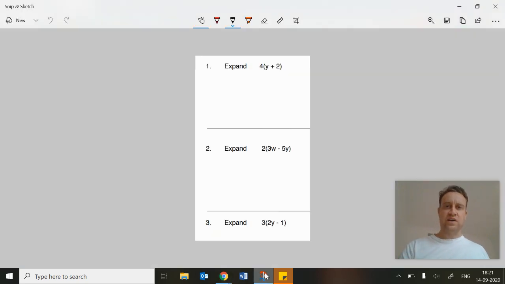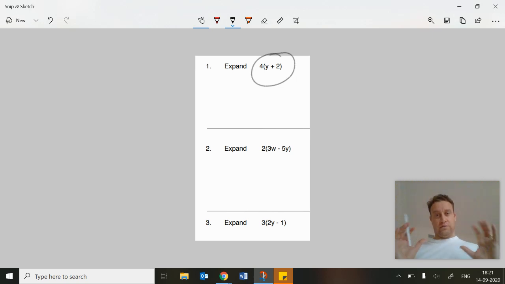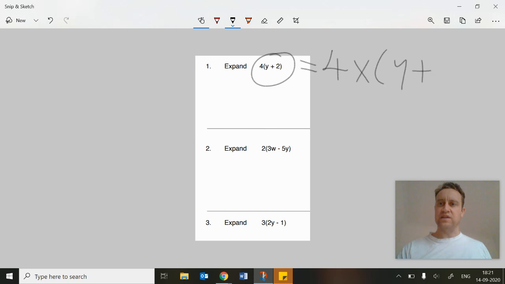So to start off with, we've got 4 in brackets y plus 2. So the variable, the thing which is unknown here, is the x or the y or the w or the a, basically the unknown letter. And we've got 4 lots of, so there's a sort of hidden times there, 4 lots of y plus 2. Okay, so that means we've got 4 lots of y and 4 lots of 2.